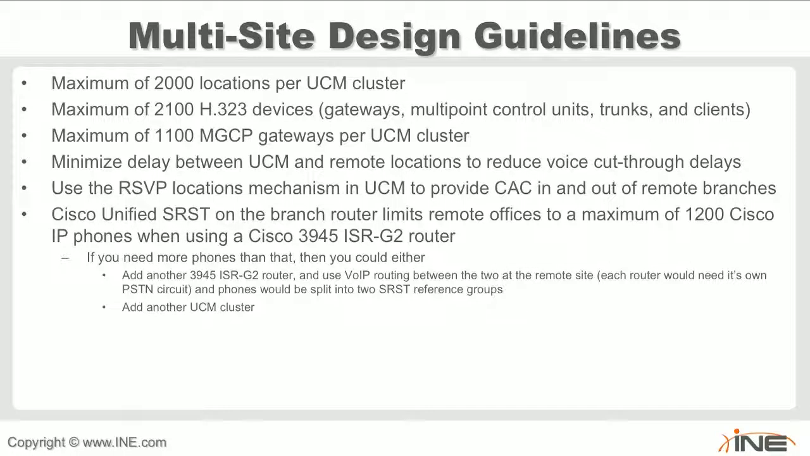You would have to split your phones into what are called two different SRST reference groups, something we'll be taking a look at in CIPT2. But you would also probably have four 3945s, two for each, and they would be running HSRP, Hot Standby Routing Protocol. Because if you have 2,400 phones at a site, or even slightly less than that, you probably have enough money in your budget to take care of what's very necessary, which is availability, reliability.